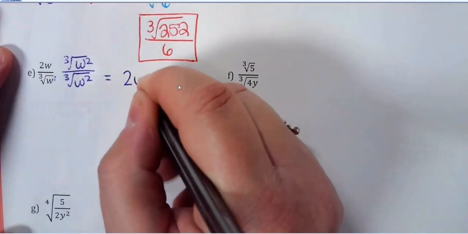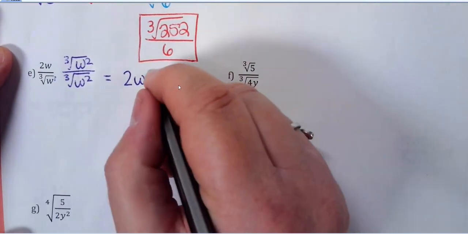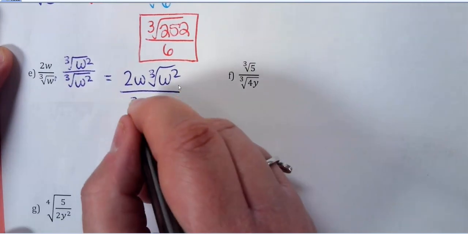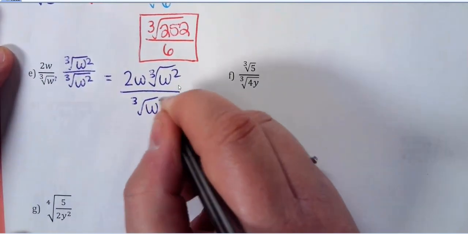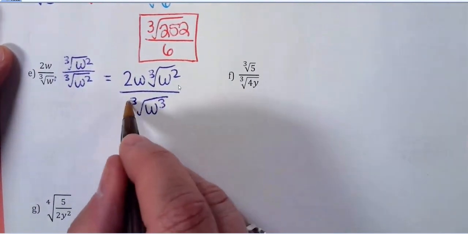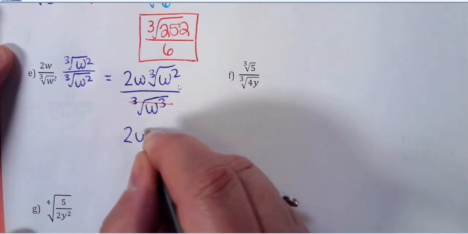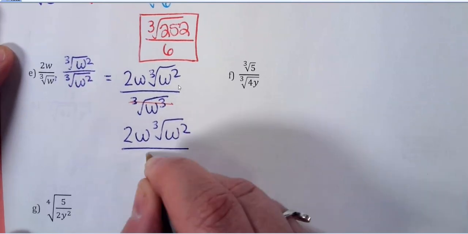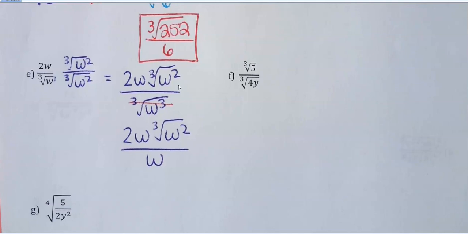All right, so I get 2w, just keep that out in front, cube root of w squared. The bottom of that, I got 1w here, 2 more here, so I get 3 total. And if I'm doing the cube root, and I have 3 of them, those exponent and root cancel each other out. So I get 2w, cube root of w squared on the top, and then just a plain w on the bottom. Now, this doesn't always happen, but it does here.